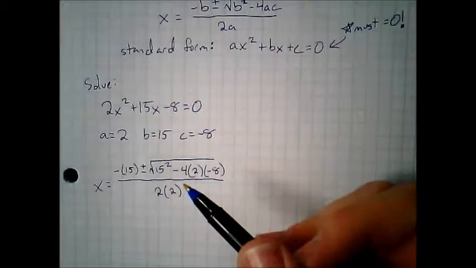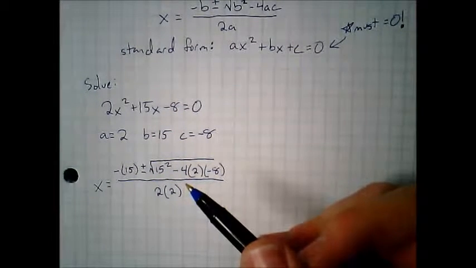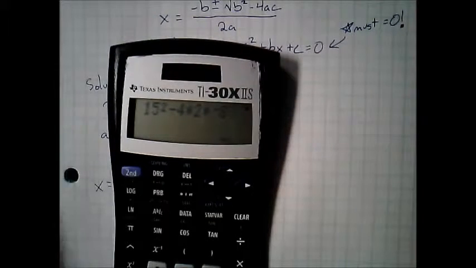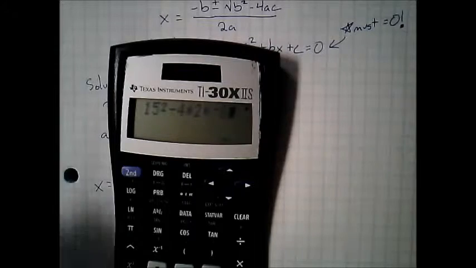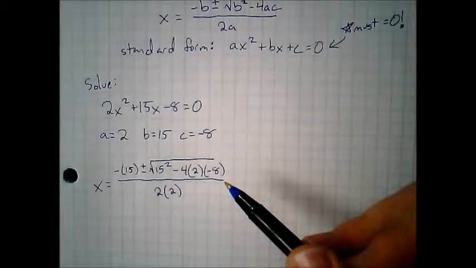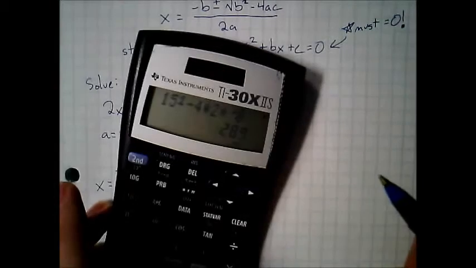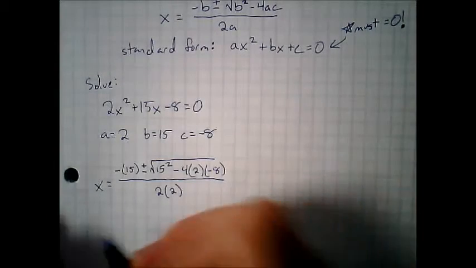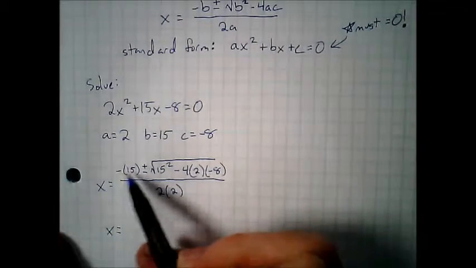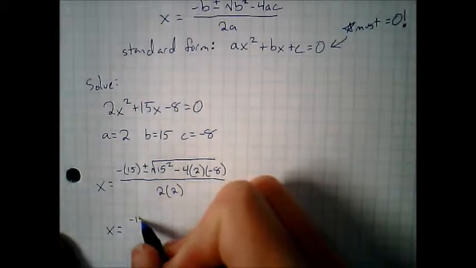So when we type this into our calculator, this is all we're doing: 15 squared minus 4 times 2 times negative 8. We're just doing what's underneath. We hit equals, and we find that that is 289.